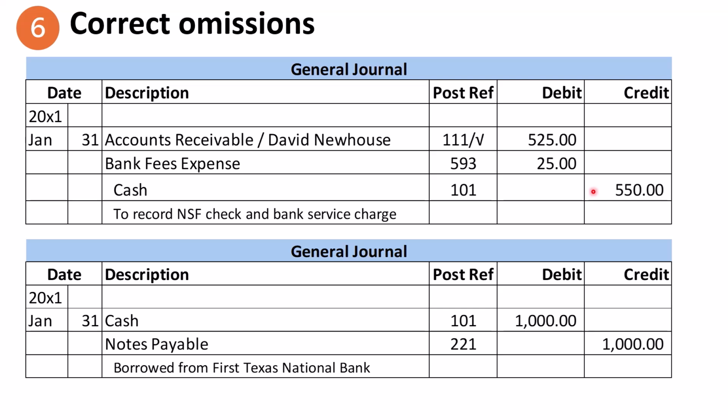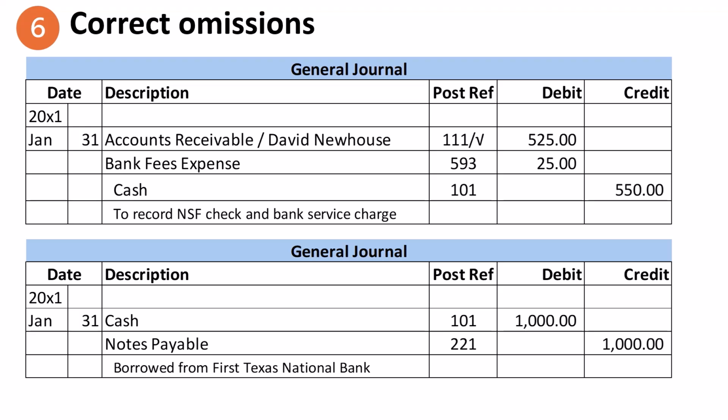The second journal entry records the $1,000 loan proceeds that were deposited directly into the bank account by the bank. To record this transaction, we debit cash for $1,000 because the company's cash balance increased. Cash is an asset account, and asset accounts increase with debits. We then credit notes payable for $1,000. Notes payable is a liability account, and liabilities increase with credits. This entry records both the increase in cash and the company's obligation to repay the loan in the future.